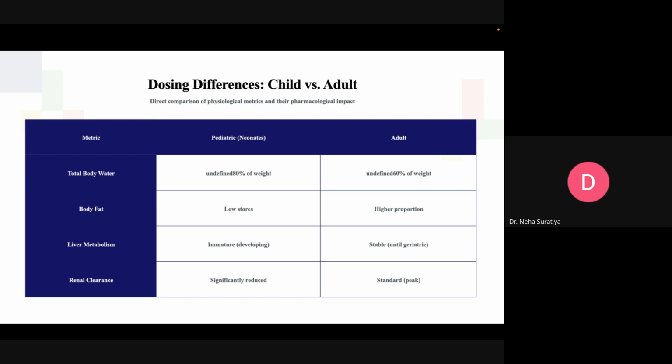We have liver metabolism. In pediatrics we have an immature and developing stage, while in adults it is stable until old age, right? So that is very important for the 90% of the drugs. Renal clearance is significantly reduced in pediatrics. It is still immature. In adults, we can consider peak function. Okay, so this comparison table shows that a child's body is changing every month, while an adult body is relatively stable, guys. And that's the reason pediatric doses are very dynamic and adult doses are relatively fixed.